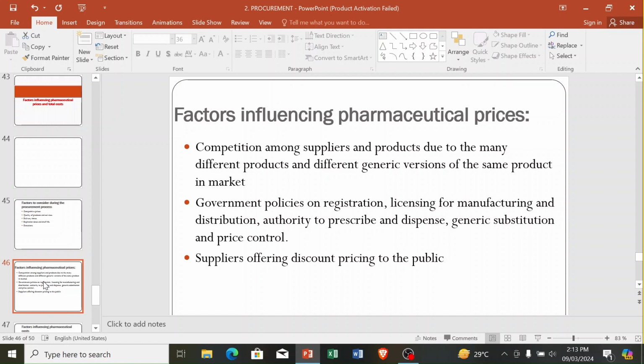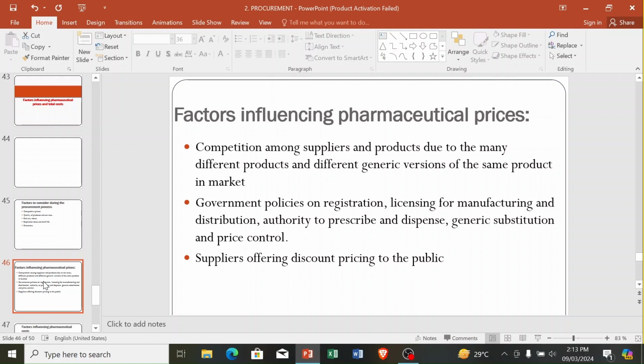So some of the government policies can make the price go high, and also they incur costs of acquiring the license. They are taxed or charged, and because of that they have to add it to the prices of the goods. So when they add it to the prices of the goods, of course the price goes high, and it becomes a factor that influences the pharmaceutical price.